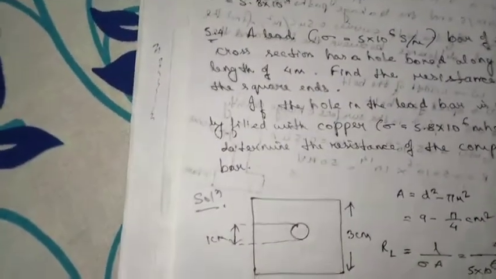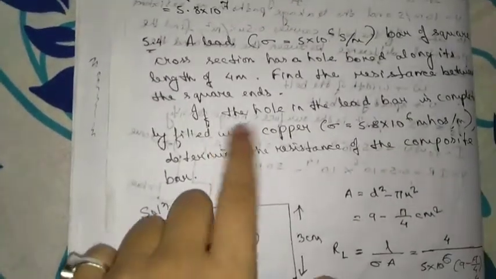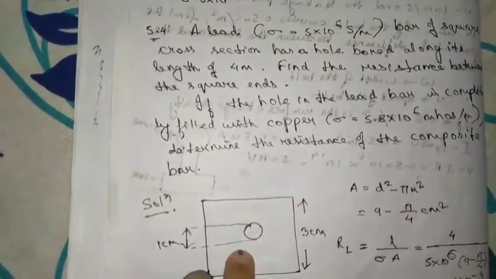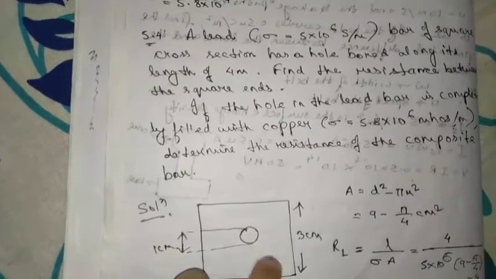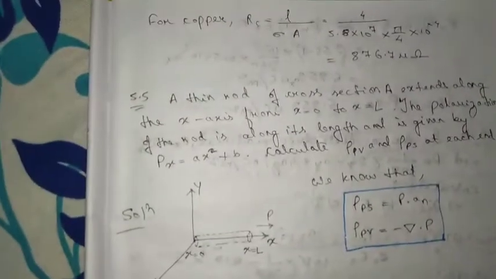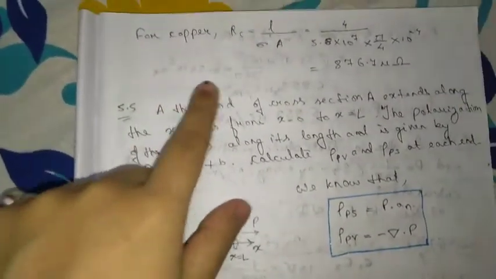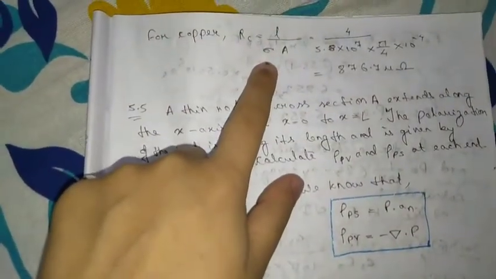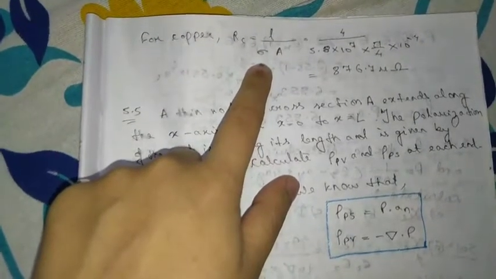Next, what we have to find? If the hole is completely filled with copper whose conductivity is given, now we have to find the resistance. So what will be the resistance? For copper, the same formula we will use, but the conductivity value will be different.